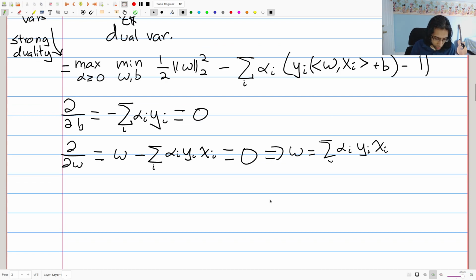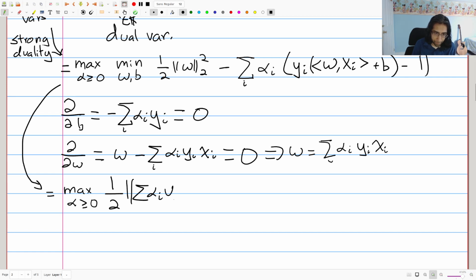Now we're going to try to rewrite this expression, substituting these things in. So let's start again, max over alpha, going from here to here. This will be equal to the maximum over alpha greater than or equal to 0. And now we're going to substitute in this expression for w. Let me write it a bit bigger. So that's the first term.